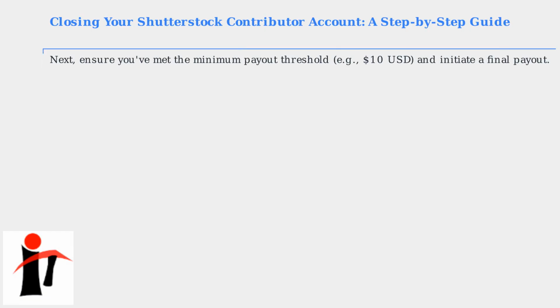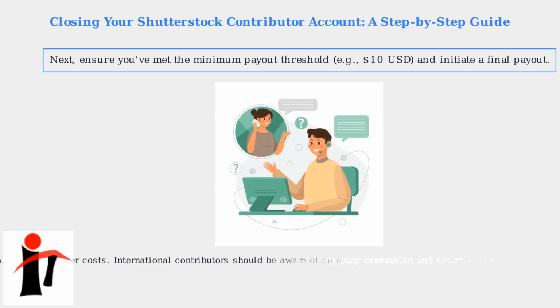Next, ensure you've met the minimum payout threshold, e.g., $10 USD, and initiate a final payout, keeping in mind potential fees like PayPal or wire transfer costs. International contributors should be aware of currency conversion and potential tax withholding, like the 30% US withholding for non-residents.